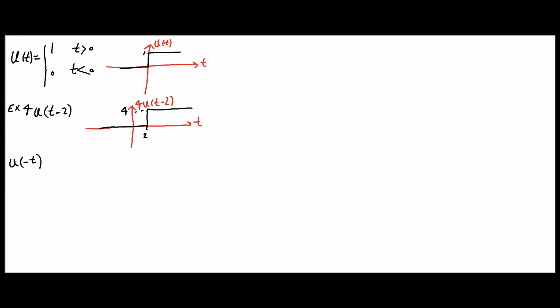If you also look at u(-t), it's exactly the same as the unit step of t, except that for negative t, it is equal to 1, and for positive t, it's equal to 0.